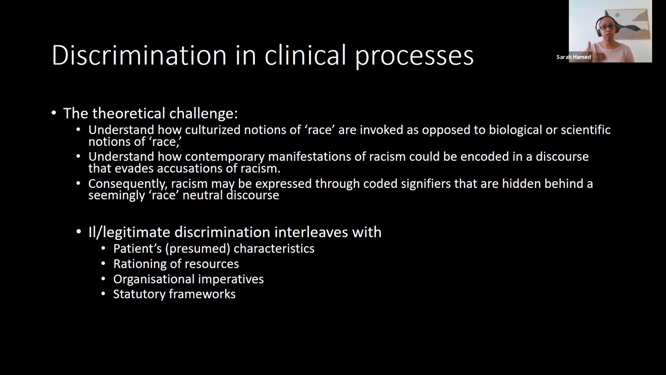So we have legitimate discrimination in healthcare where we do have to prioritize patients. We cannot treat all the patients at the same time. So one has to decide if this patient needs to receive care first or that patient needs to receive care first. But it is when illegitimate discrimination interleaves with racialization processes, with rationing of resources, and with different organizational imperatives, like if you don't arrive with an ambulance, then you're deprioritized, that healthcare staff can hide behind those organizational imperatives. They don't have to say things like Black people exaggerate their pain, but use culturalized notions of race like ethnic pain in order to discriminate and deprioritize subtly.